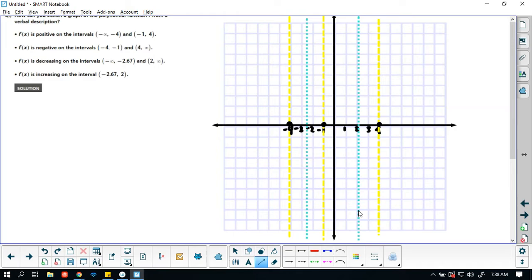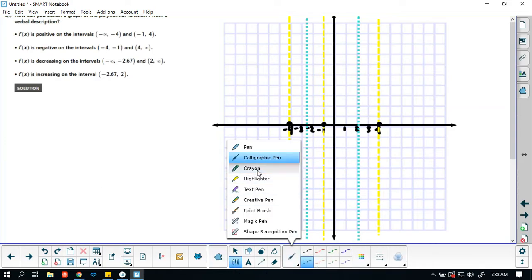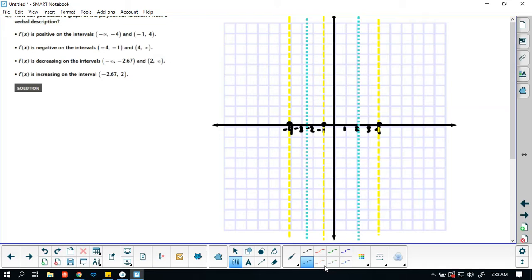F of x is increasing between negative 2.67 and 2. All right, so I'm going to get a crayon here. I'm going to put that we are positive here, and we are positive here. All right, we are negative, I'll use red here, between here and here. And we are negative out here.